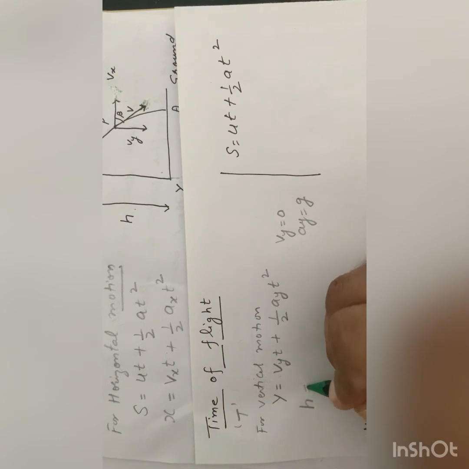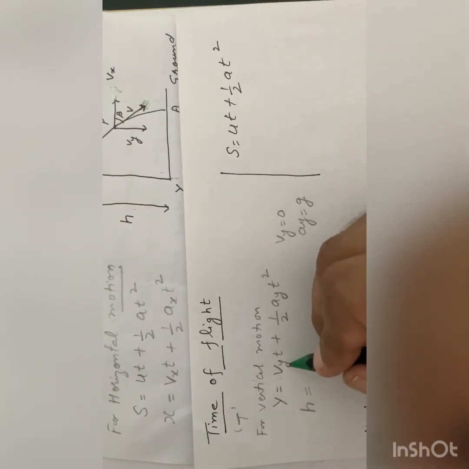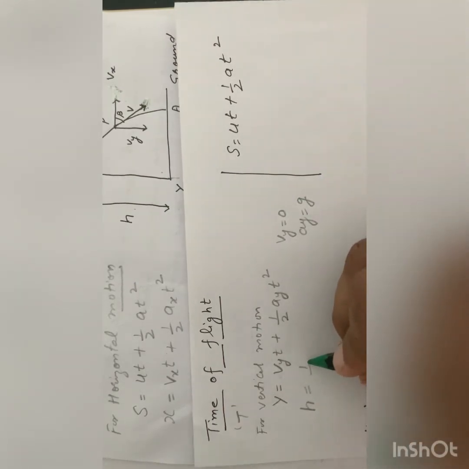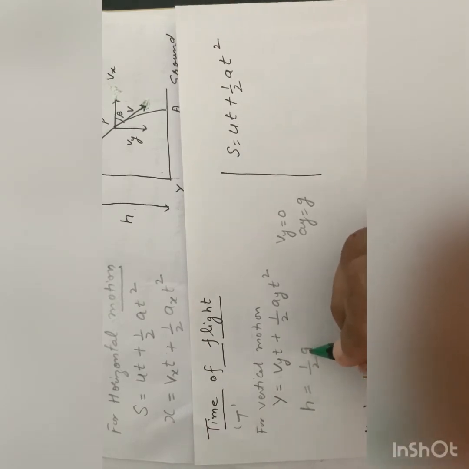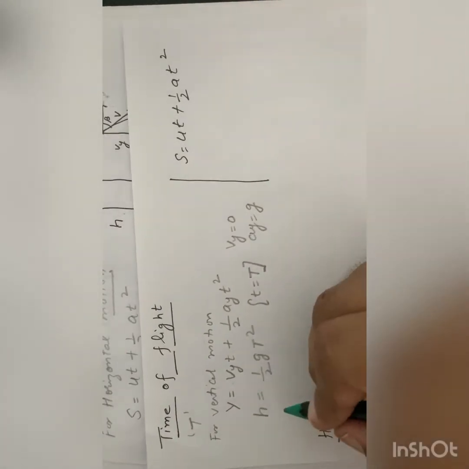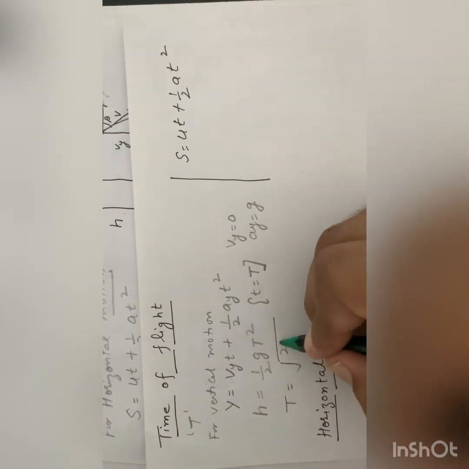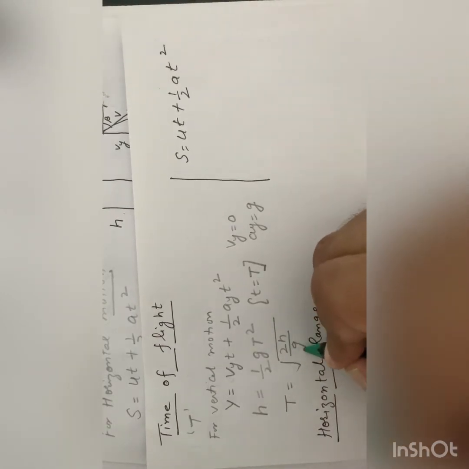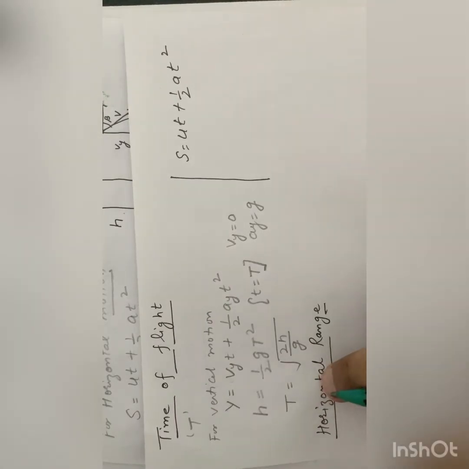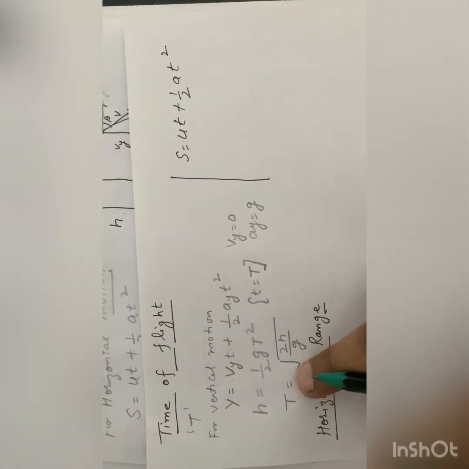Here h equals 0 plus 1 by 2 g t square, where t is the time of flight. So we get t equal to under root 2h over g. This is the expression for the time of flight.